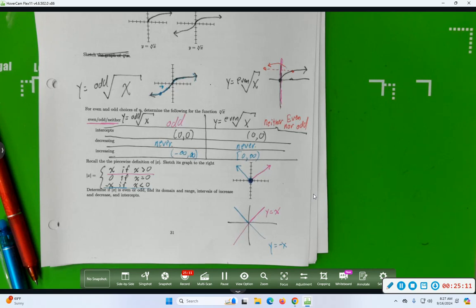Like this is the prototypical even function. Even means you don't care about a negative sign. Absolute value explicitly forgets negative signs.